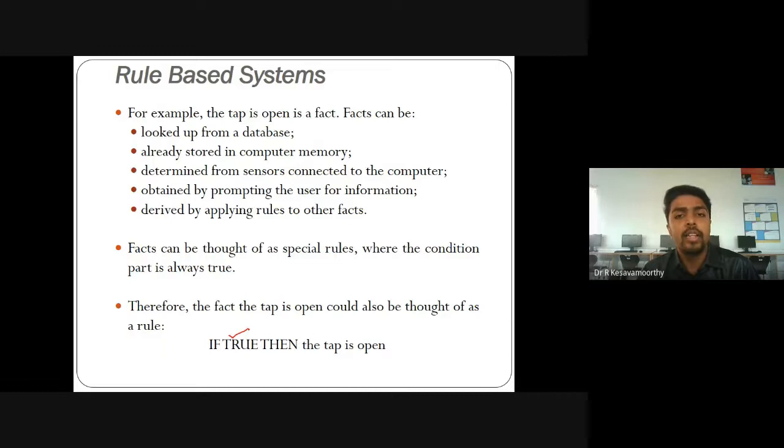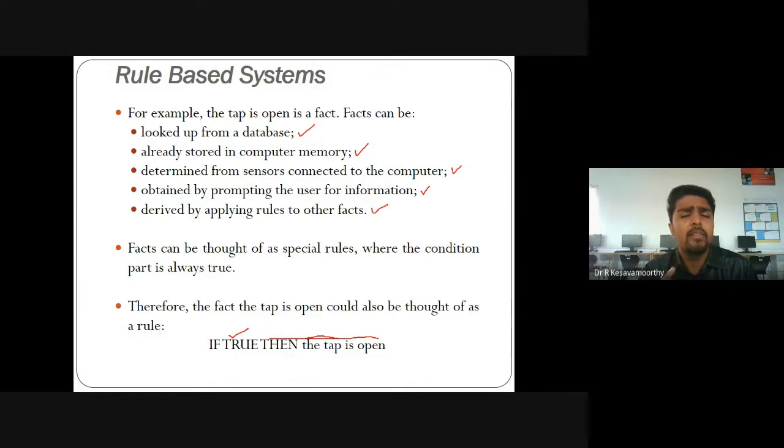If true, then the tap is open, because we have eliminated the condition here, since the condition is going to be always true if it is a fact. And these facts can be looked up from a database. It might have already been stored in our memory. So we may use some sensors to fetch the details, or we can also ask the users to give the information, or we can derive some facts by applying rules. These are the various ways in which we can get facts.